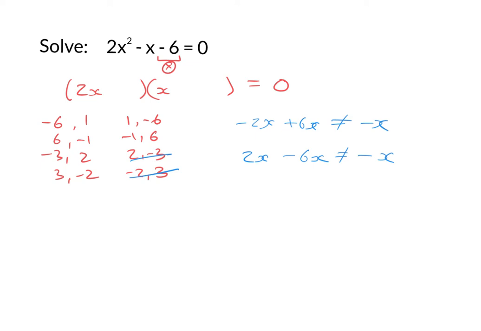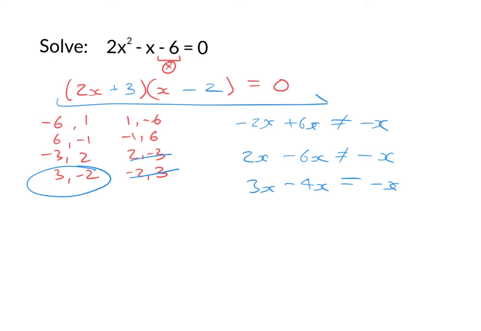We'll stick with the low numbers. So we're going to go for 3 and negative 2, the ones that are closest together. So I've got plus 3 and minus 2. This time I have 3 times x, which is 3x. And then I have 2x times negative 2, which is negative 4x. And that does equal negative x. So that must be the pair, and that must be my factorised expression.